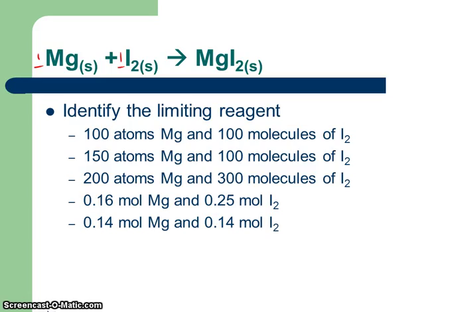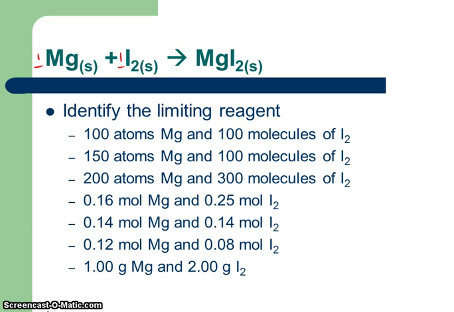0.14 moles of magnesium and 0.14 moles of iodine, well, that's a 1-to-1 ratio, which follows the balanced equation. So everything is consumed. There is no limiting reactant and excess reactant. 0.12 moles of magnesium and 0.08 moles of iodine is not in a 1-to-1 ratio. Iodine would be the limiting reagent. 0.08 moles of iodine would react with 0.08 moles of magnesium, and we'd have an excess of 0.04 moles of magnesium.